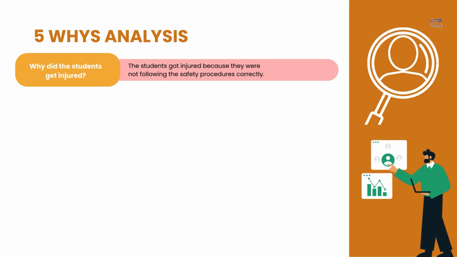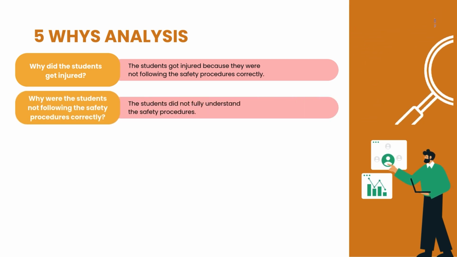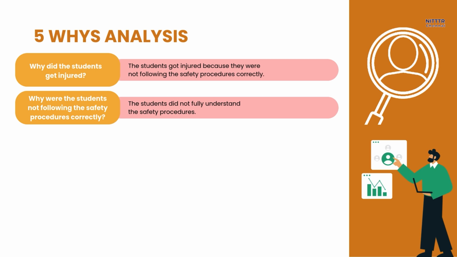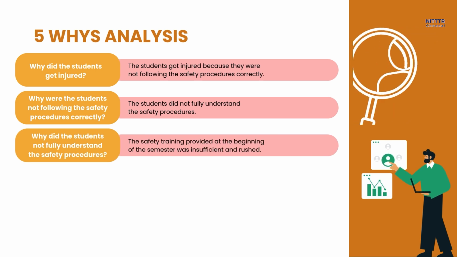In the first why, why did the students get injured? The students got injured because they were not following the safety procedures correctly. In the second why, why were the students not following the safety procedures correctly? The students did not fully understand the safety procedures. In the third why, why did the students not fully understand the safety procedures?